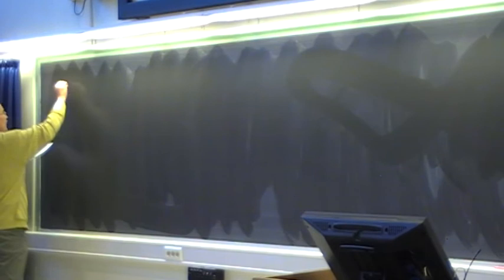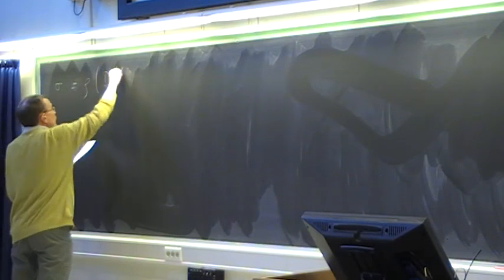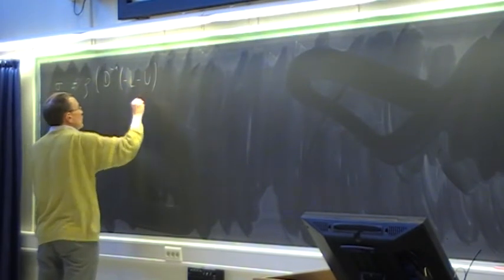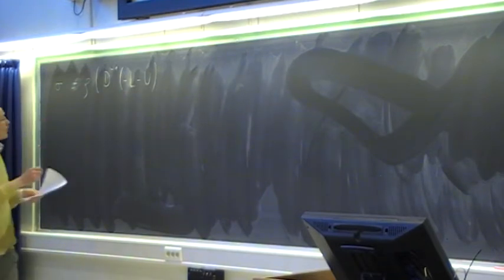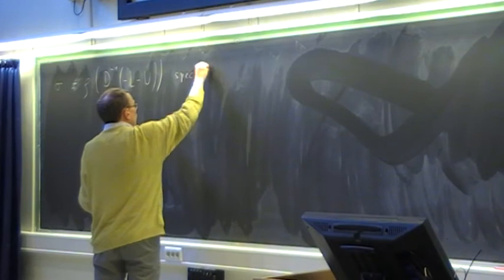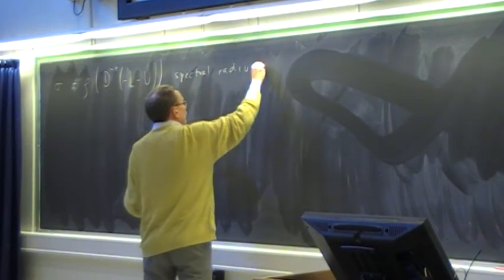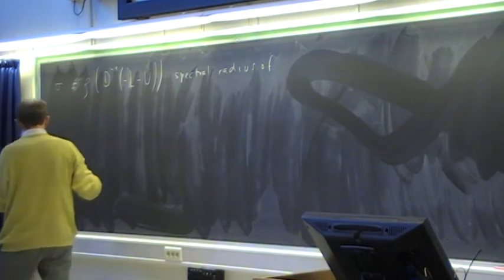We know that the sigma that we have defined over there is equal to the spectral radius of D inverse times minus L minus U. So that was the N in our case for the Jacobi method. The spectral radius of the Jacobi iteration matrix.